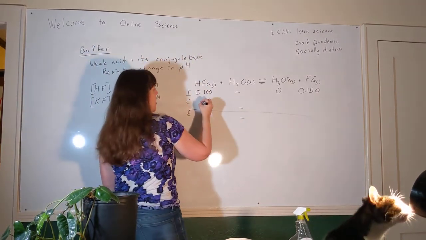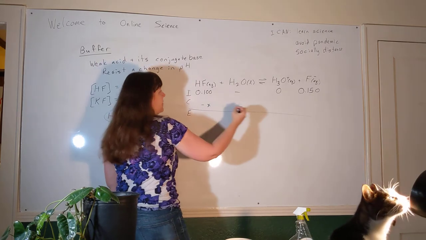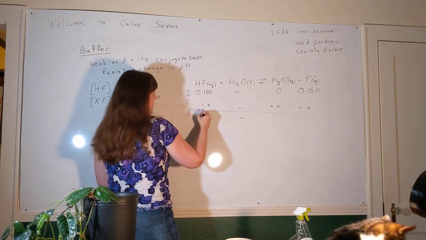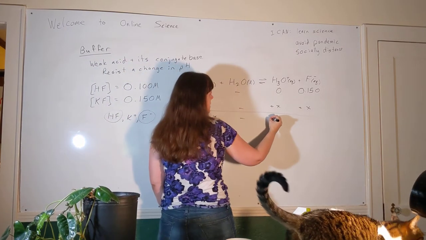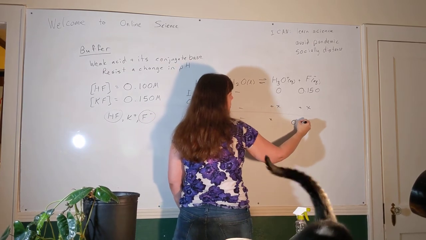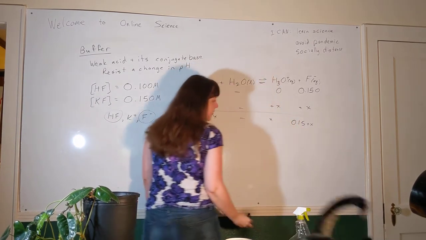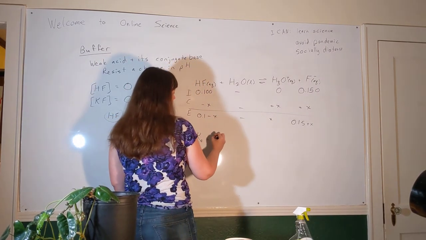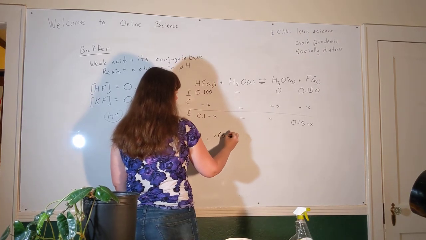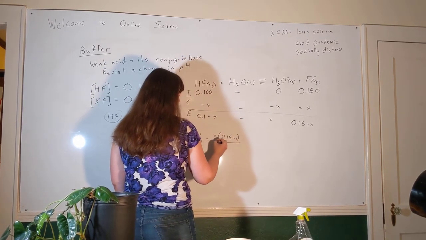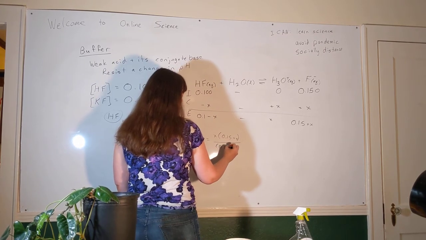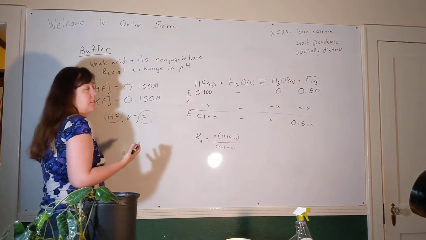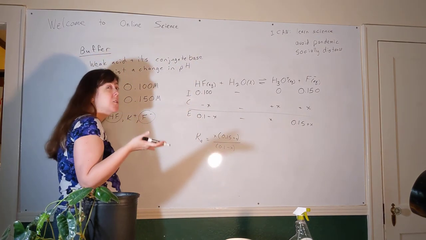So if it shifts to the right, our change in the HF is going to be negative X and then plus X on the right-hand side. We have 0.1 minus X, X. And be careful here because what we have is 0.15 plus X. We're going to write our K expression. Ka is going to be equal to X times 0.15 plus X divided by 0.1 minus X. But X is going to be small. X is going to be small because this is a weak acid. X is going to be even smaller because we have some base.